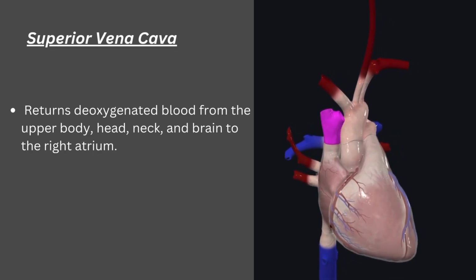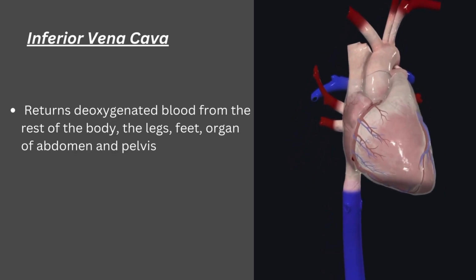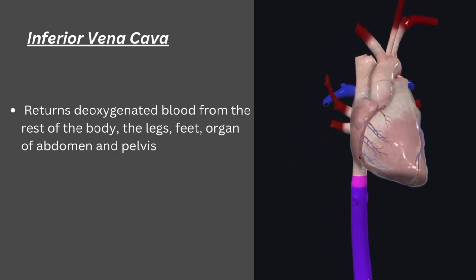Moving on, the superior vena cava returns deoxygenated blood from the upper body, head, neck, and brain to the right atrium. The inferior vena cava carries blood from the rest of the body, the legs, feet, and organs in the abdomen and pelvis.